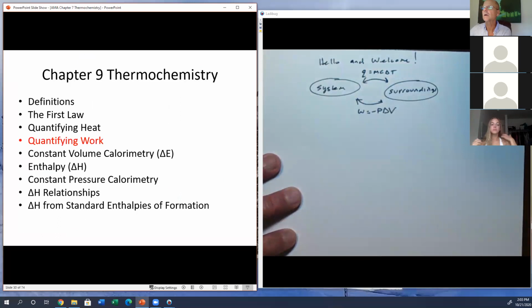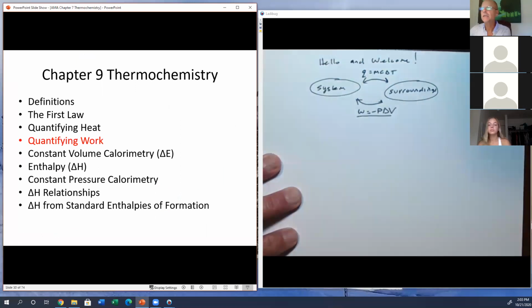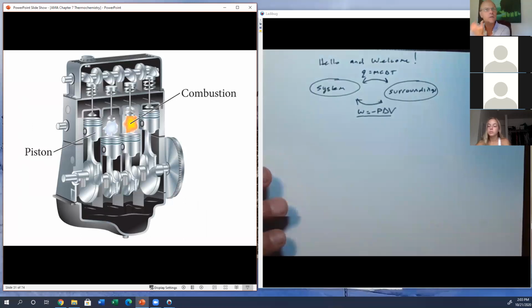And then last time, let's see, where were we? Right here. We looked at quantifying work, right? And I think we ended right here where we said, okay, work was equal to minus P delta V. So the kind of work I'm talking about is the kind of work that occurs in a cylinder, like this, like in a car, all right?